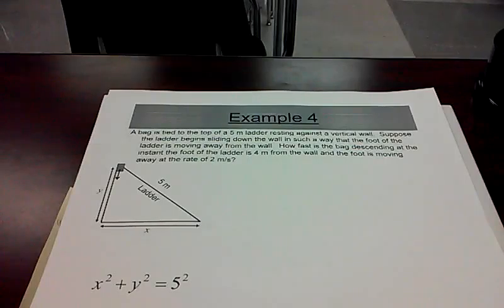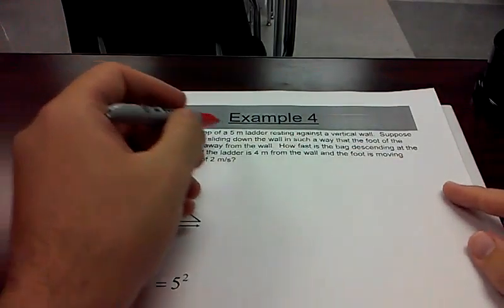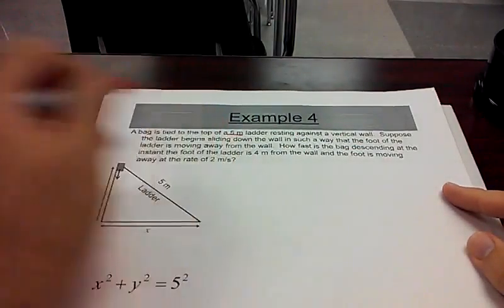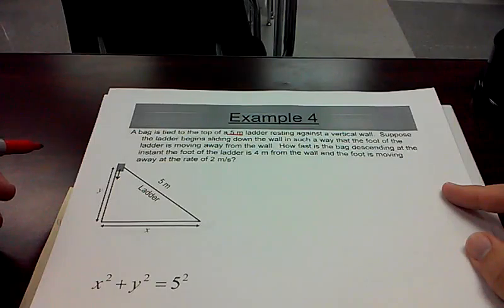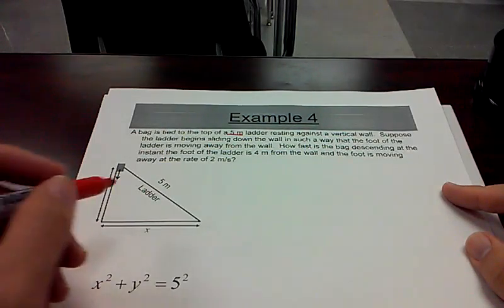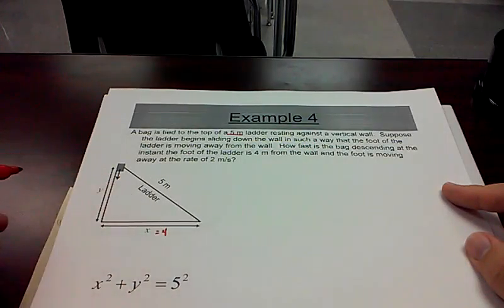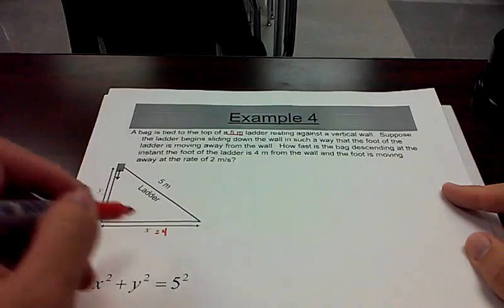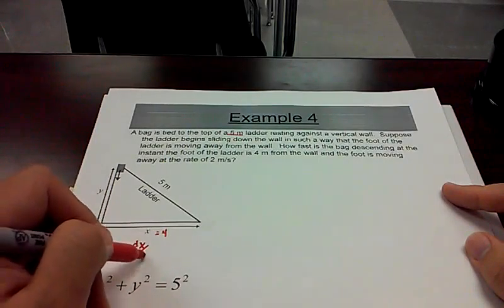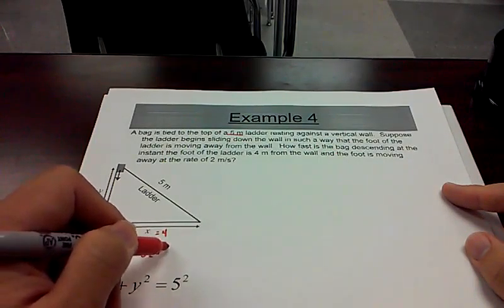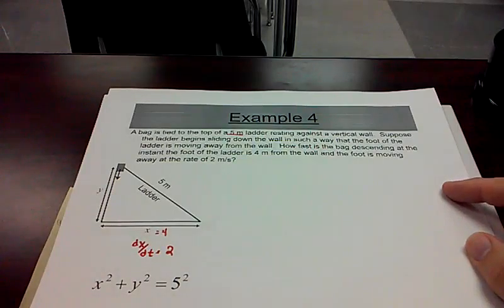All right, guys, for this problem, it says a bag is tied to the top of a 5-meter ladder resting against a vertical wall. Suppose the ladder begins sliding down the wall in such a way that the foot of the ladder is moving away from the wall. How fast is the bag descending at the instant the foot of the ladder is 4 meters? So x in this case is 4 meters. And the foot is moving away, so dx over dt is 2 meters per second.